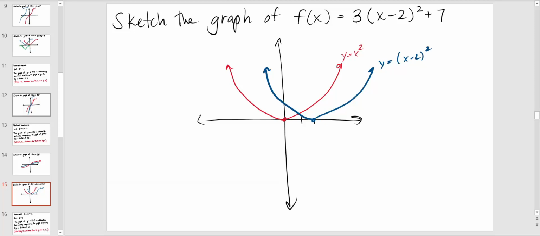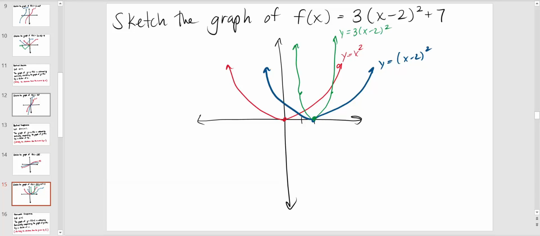The correct thing to do is to apply this vertical stretch first. Every point on the blue graph is going to get 3 times as far away from the x-axis as it currently sits. That's going to make this graph taller and skinnier. How much taller? Well, 3 times taller. So just measure a couple of spots here, like here, here. The point on the axis will not move. And we draw this green one. Taller and skinnier. That's y equals 3 times x minus 2 squared.